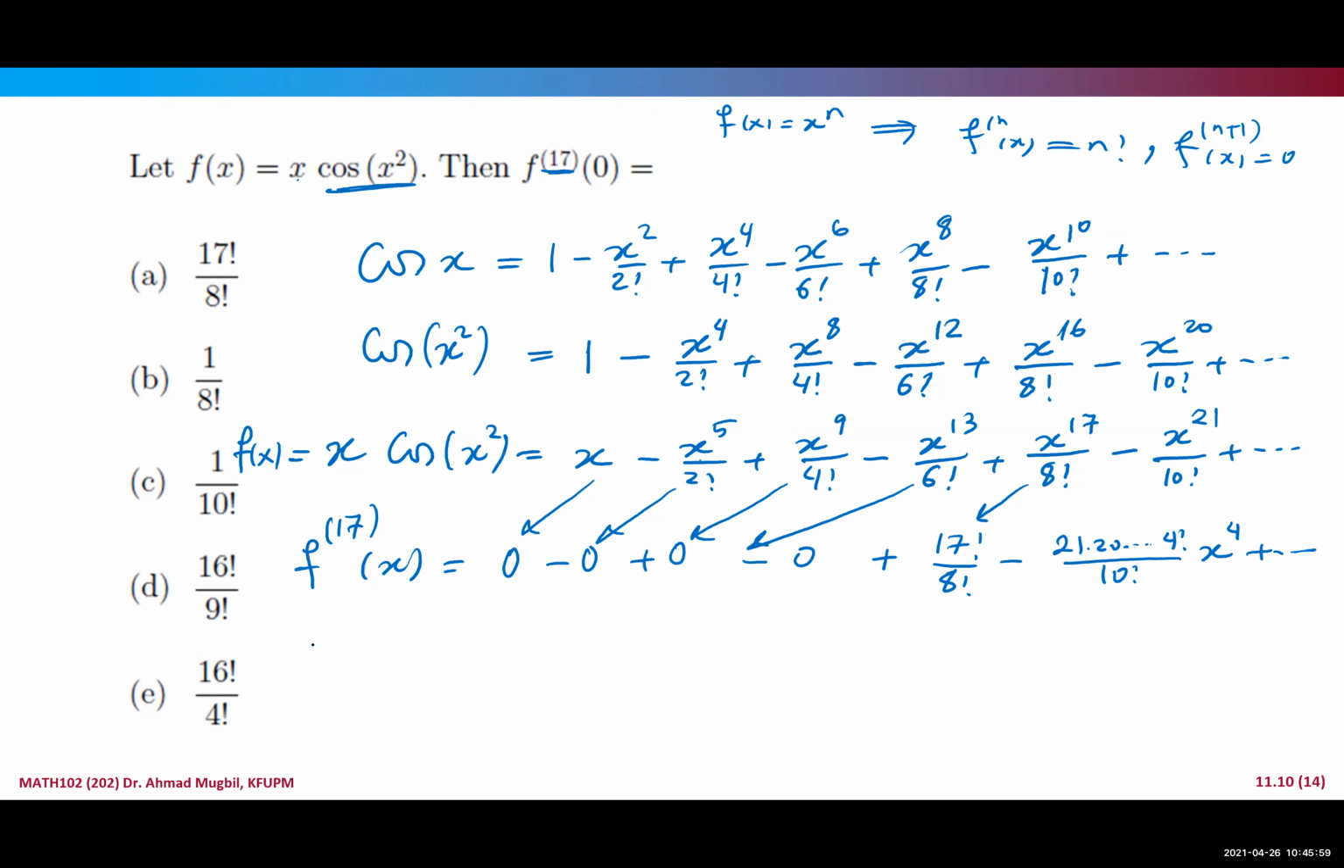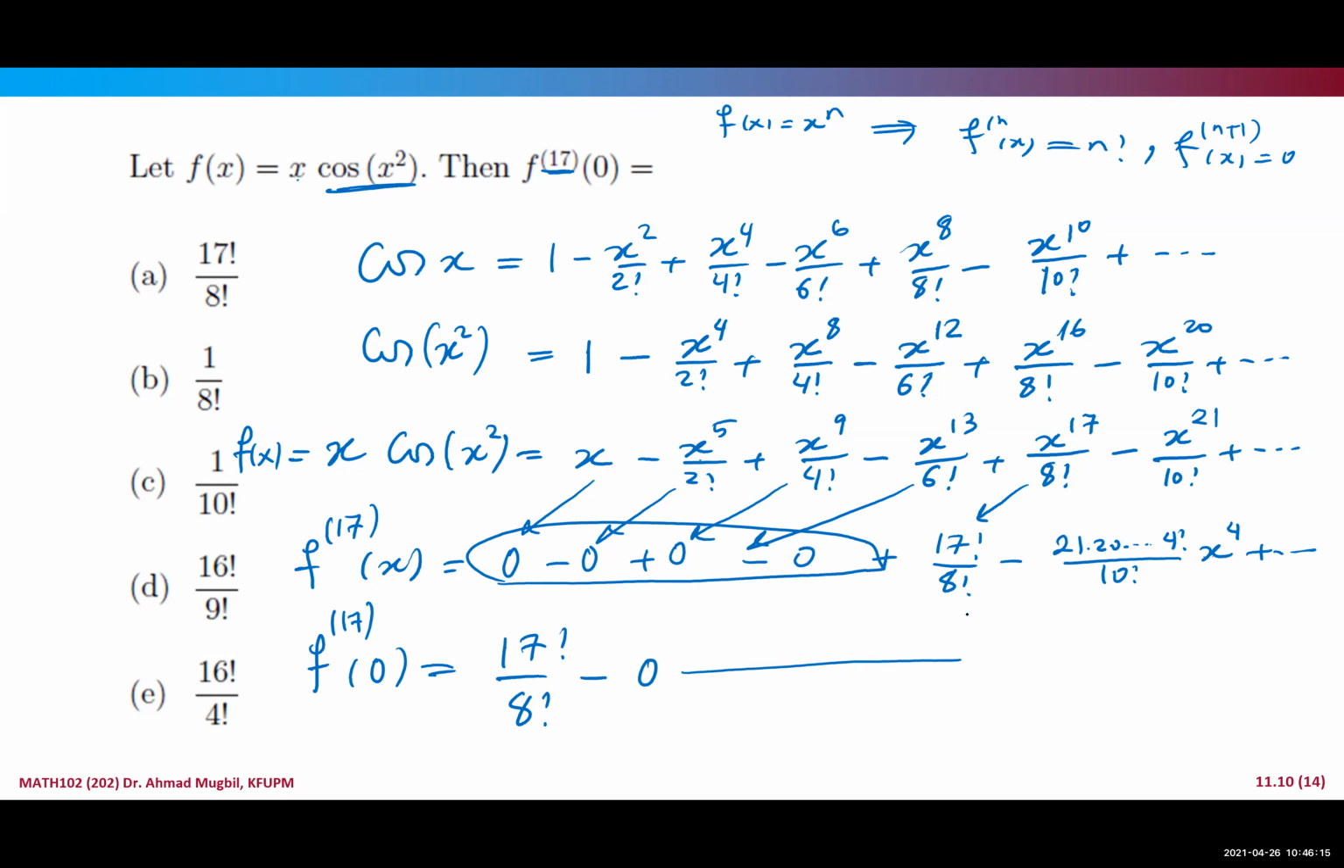Now, when you substitute x by 0, what will you have? Of course, all of this is 0. Forget about it. You will have 17 factorial over 8 factorial minus 0. This will be 0 because you put 0 instead of x. So it will be all 0, what is the remaining over there. So this means that it is 17 factorial over 8 factorial. Clear? Yes, okay, clear. Let's go to the next.